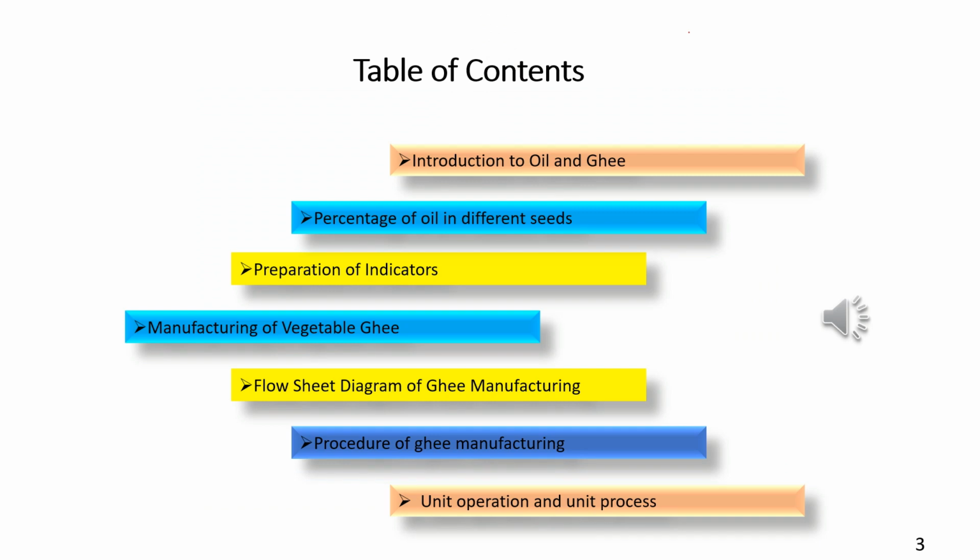Common basis 2, lecture 2 is procedure of ghee manufacturing. What we studied in the last lecture: introduction to oil and ghee, percentage of oil in differences, preparation of indicators, manufacturing of vegetable ghee, and flow sheet diagram of ghee manufacturing. Now in this lecture, we will study about procedure of ghee manufacturing, unit operation and unit process.